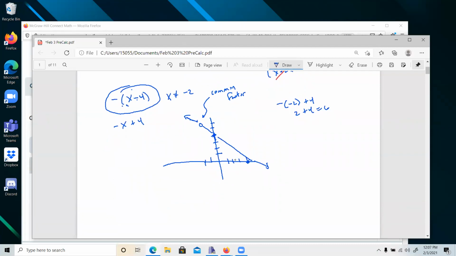Finding different points, that's fine. Oh, they wanted to know the domain, didn't they? So my domain is all the numbers except for negative 2. In face-to-face class, I would have told you that you can write it this way. But we should practice writing an interval. This means all the real numbers except for negative 2.